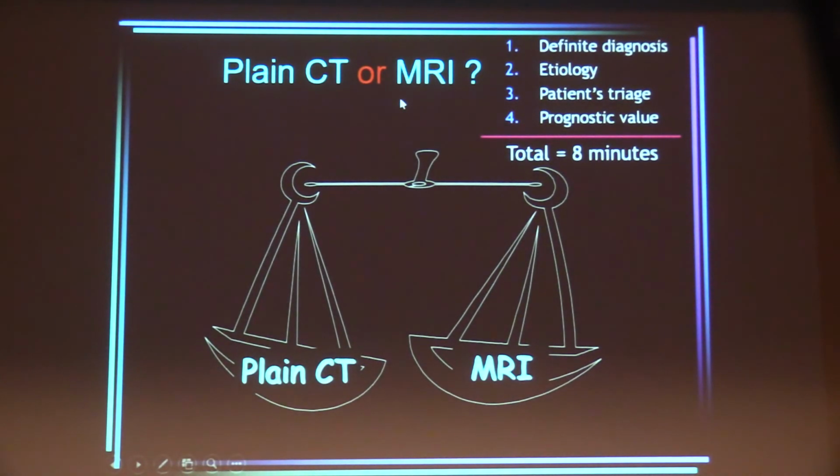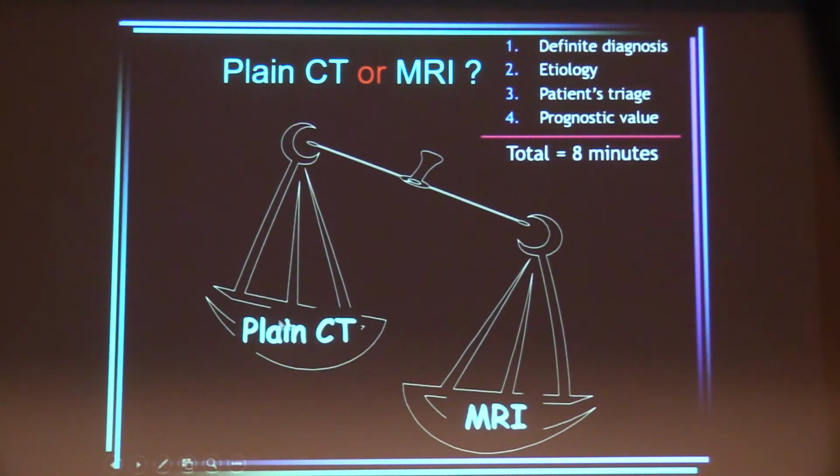So overall, if we compare plain CT versus MR, first we are sure we're giving TPA or thrombectomy to patients with ischemic stroke because we get a definite diagnosis. We get keys to the etiology, as I showed you. It helps patient triage because we can see directly the infarct core, and it also has prognosis value. You get all that in 8 minutes. And obviously, comparing the two, MR is much better than plain CT.